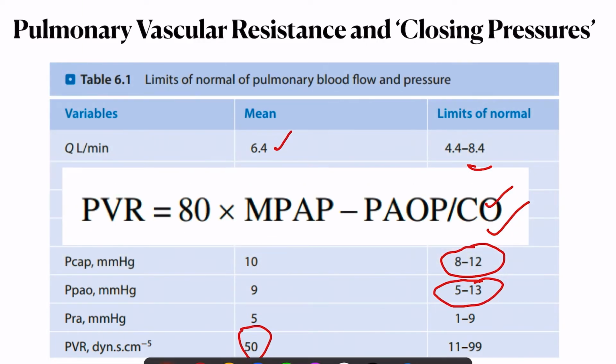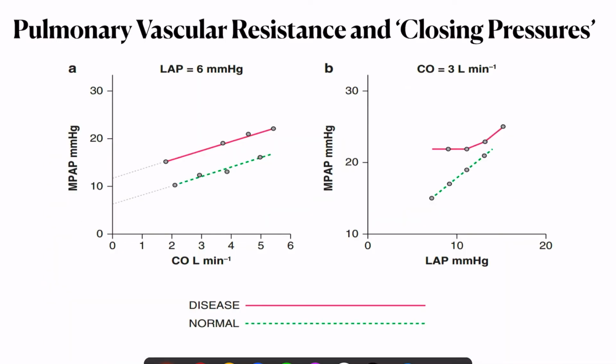Now, the measurement of the pulmonary vascular resistance is done by 80 multiplied by the mean pulmonary arterial pressure minus the pulmonary arterial occlusion pressure, whole divided by the cardiac output. Pulmonary arterial occlusion pressure is the surrogate which is used for left atrial pressure. Now let's see what are closing pressures.